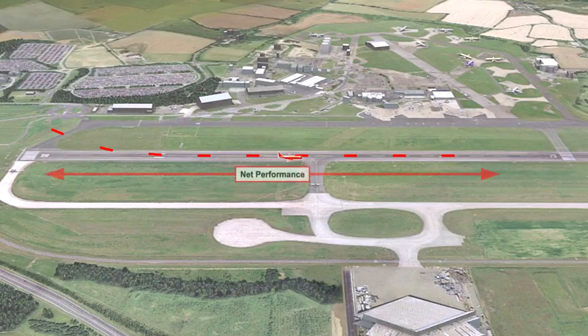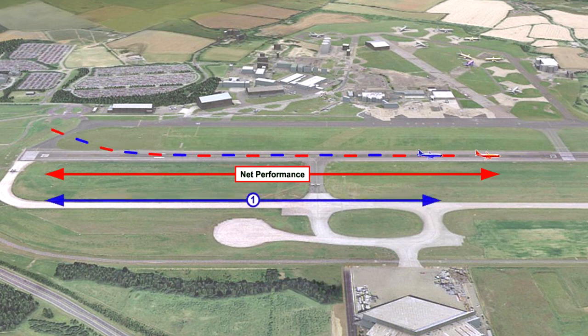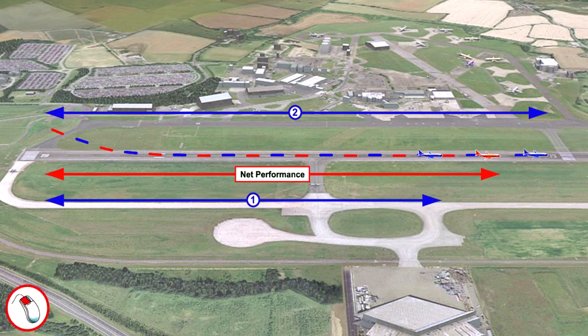Let us look at one more example. If the landing we see here represents the net landing distance, then will landing 1 or landing 2 be the gross landing distance? The gross landing distance is landing number 1.